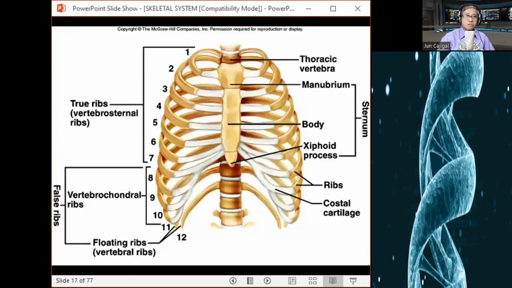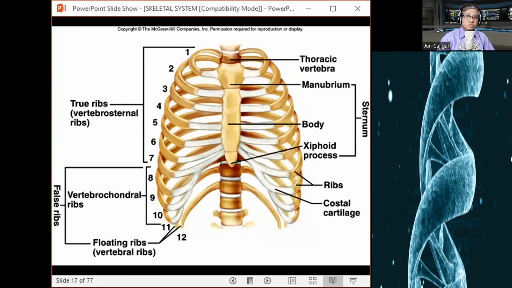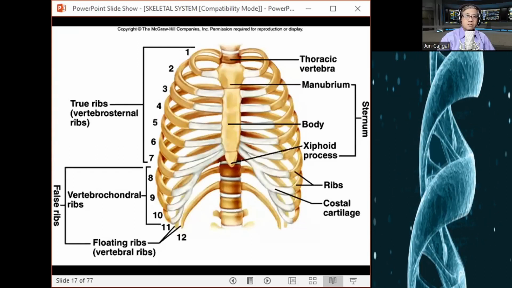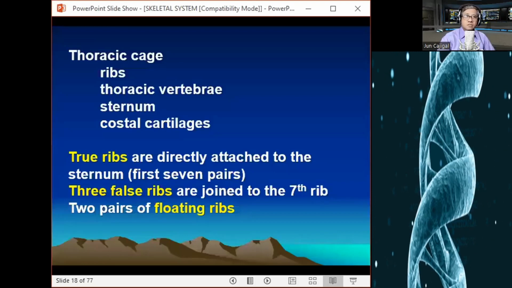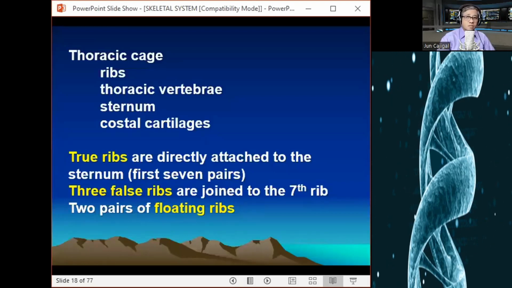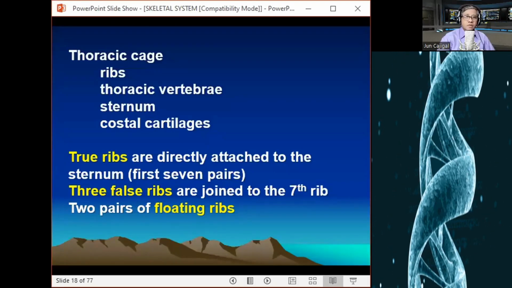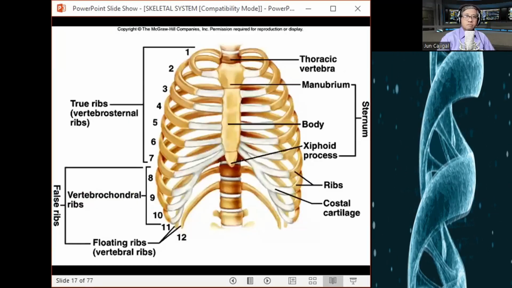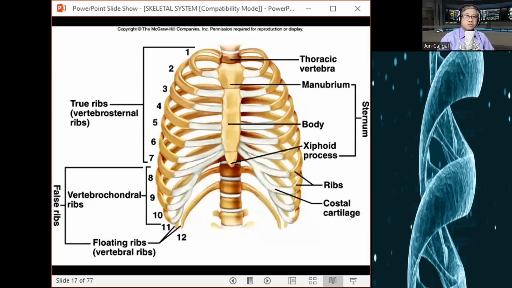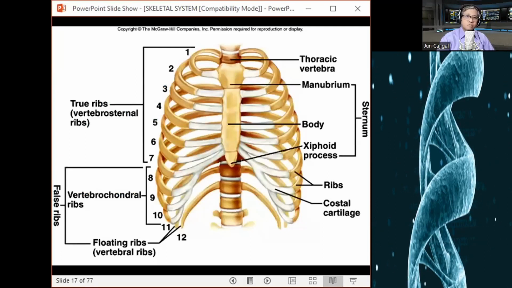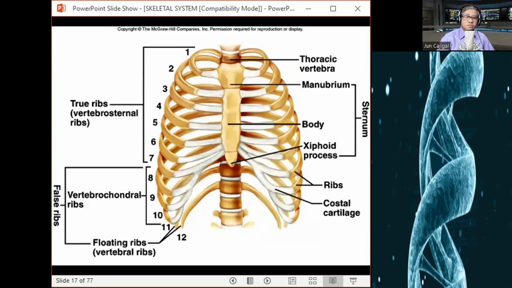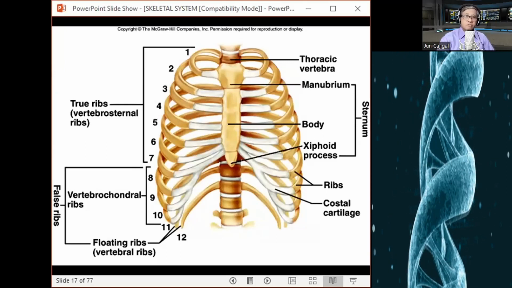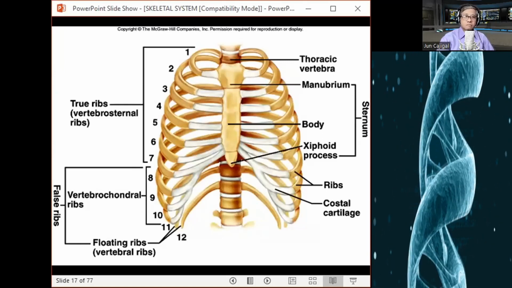First, we have the true ribs or the vertebrosternal ribs. The vertebrosternal ribs, or the true ribs, are directly attached to the sternum. Those are the first 7 pairs of ribs. So the first 7 pairs of ribs make up the true ribs or the vertebrosternal ribs, directly attached to the sternum.